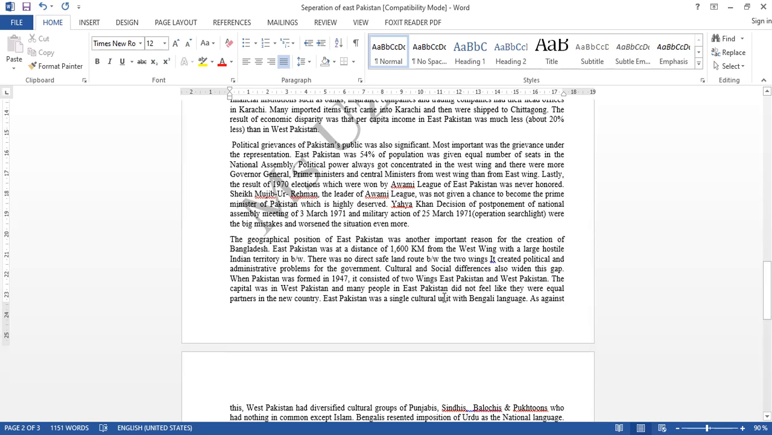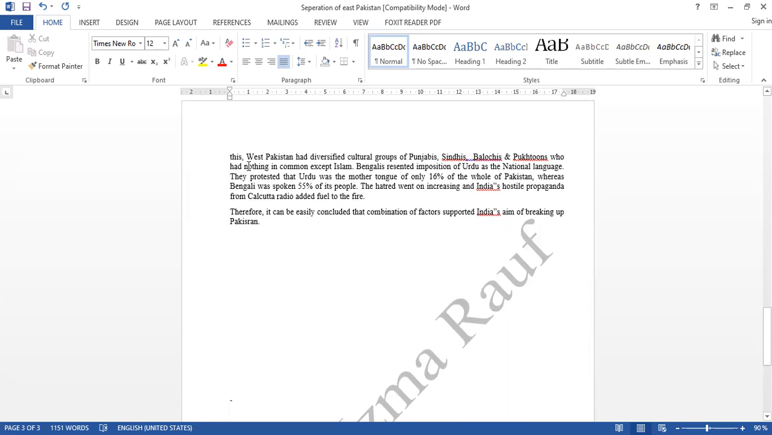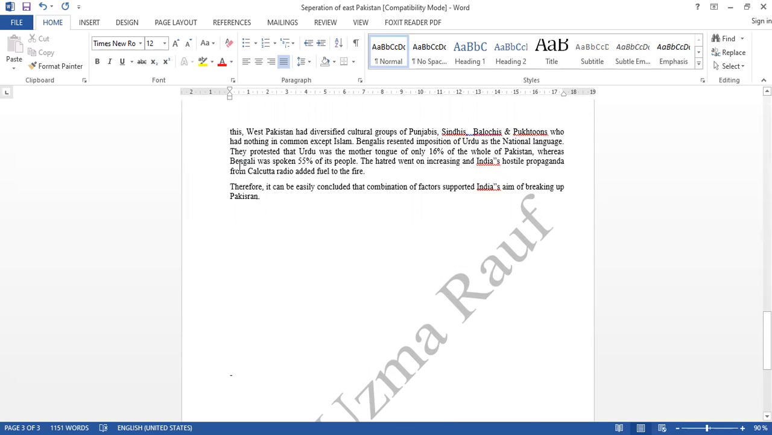East Pakistan was a single cultural unit with the Bengali language. As against this, West Pakistan had diversified cultural groups of Punjabis, Sindhis, Balochis, and Pakhtuns who had nothing in common except Islam. Bengalis resented the imposition of Urdu as the national language. They protested that Urdu was the mother tongue of only 16% of the whole of Pakistan, whereas Bengali was spoken by 55% of its people. The hatred went on increasing, and India's hostile propaganda from Calcutta radio added fuel to the fire. Therefore, it can be easily concluded that a combination of factors supported India's aim of breaking up Pakistan.